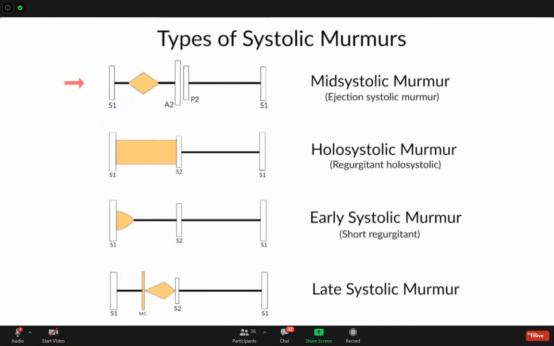In a mid-systolic murmur, you can hear that they're initially softer, then they get louder, and then softer again. Sometimes that's referred to as a crescendo-decrescendo murmur. Holosystolic murmurs are heard throughout systole between S1 and S2, and can often actually obscure the beginning of diastole. Early systolic murmurs are short and heard right at the beginning. And late systolic murmurs are usually reflective of mitral regurgitation and are usually accompanied by a mitral click.